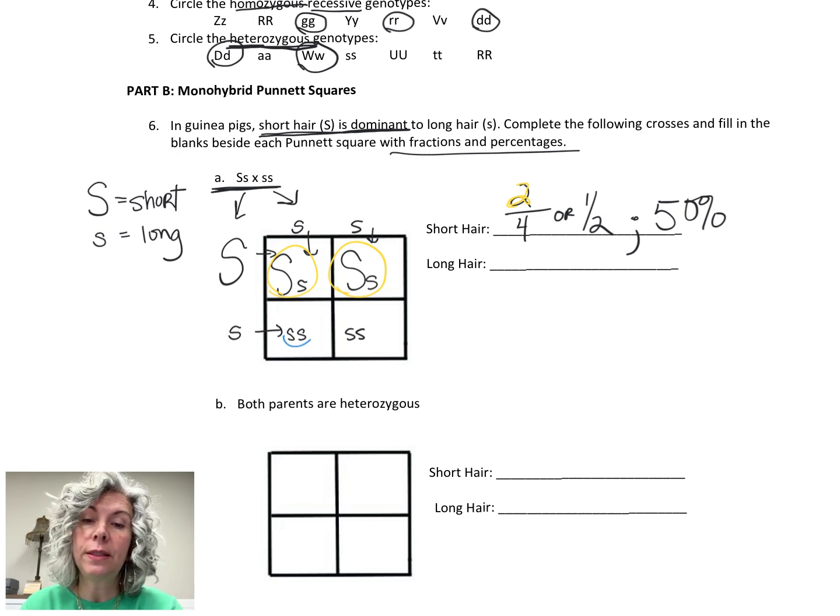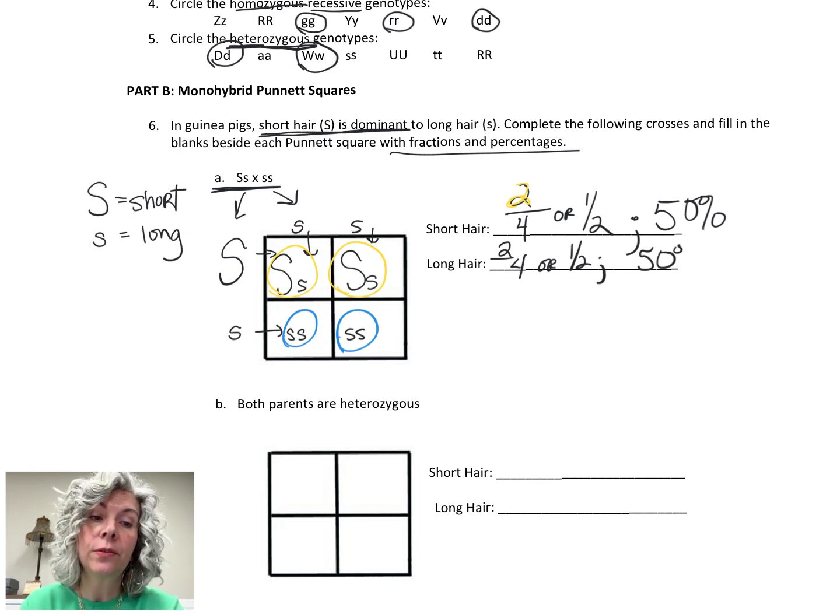So now if we look at the little s's here and here, we're gonna end up with 50% or 2/4, the other half, long hair, 50%, okay? So that's our first question.